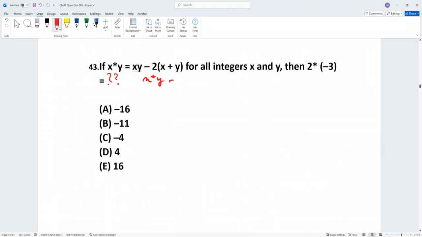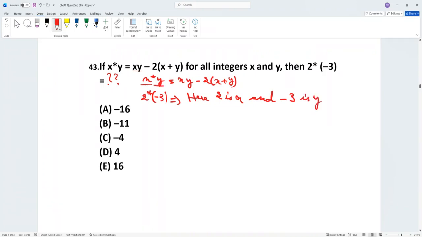So this is what we have here, x plus y, like this. So this 2 times factor minus 3 is equal to this. Here 2 is x, and minus 3 is y here. Okay, so all we are going to do is to use that logic and replace the values.